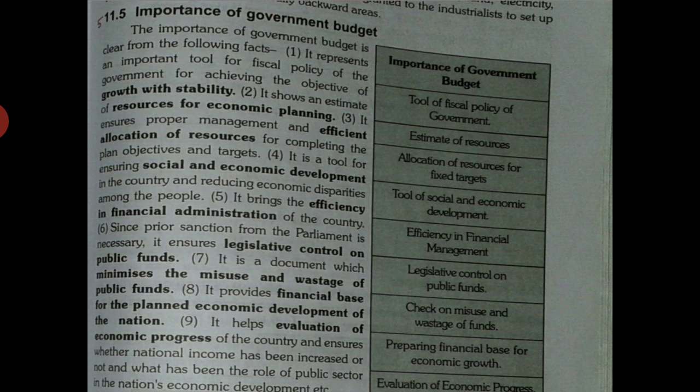So it is a very important question for you, and it comes for 4 marks, and you have to write at least 6 points of it. So learn it well. Thank you.